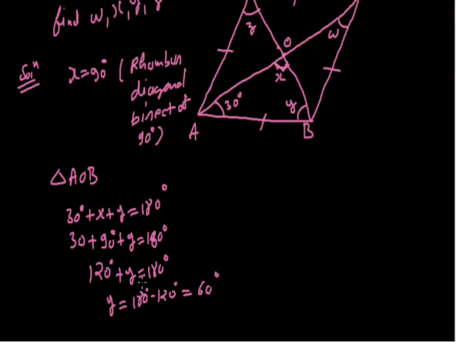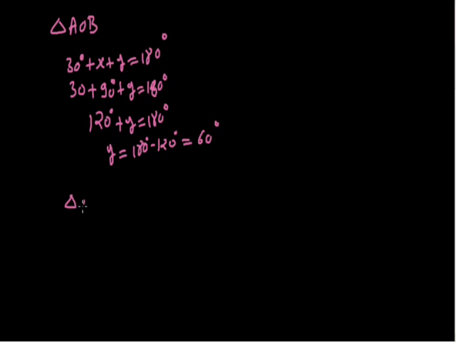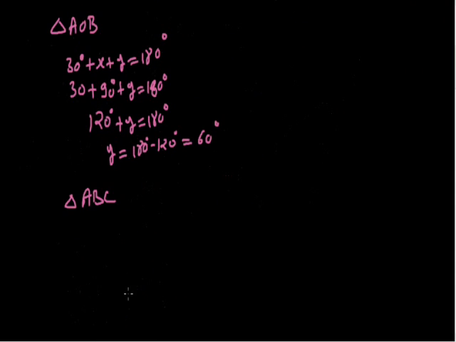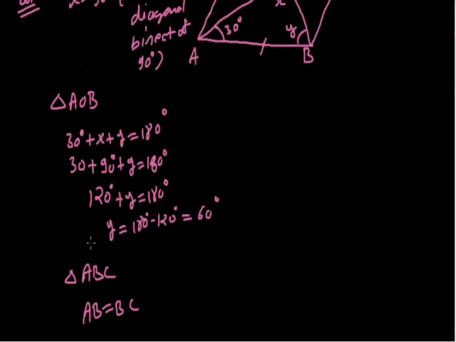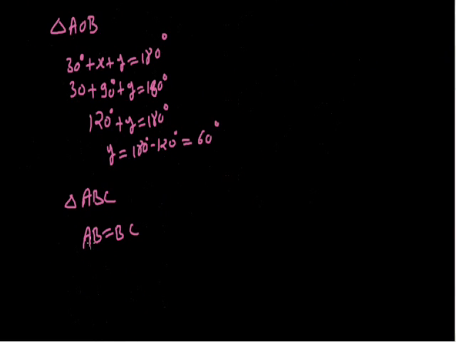Now when we are looking at triangle ABC, what we see is that the sides AB and BC are equal, and we know that if the sides are equal, then the angles opposite to them are also equal. So the angle opposite to AB is W, and the angle opposite to BC is 30 degrees.